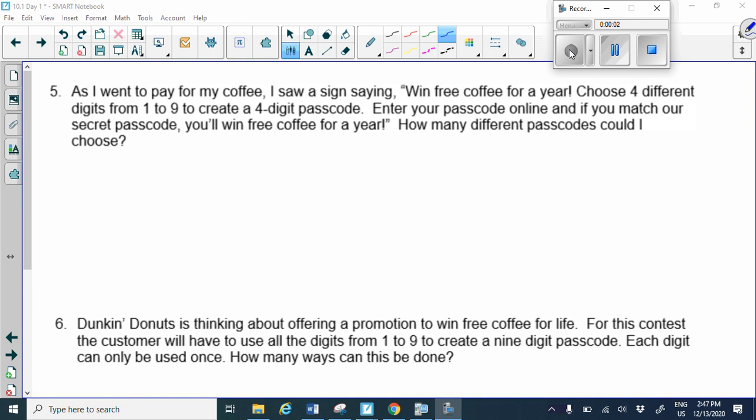Hey guys, so here's part 3 of the 10.1 Day 1 notes. We're now going to combine the ideas of factorial and the fundamental counting principle to find the different number of ways to do stuff here.